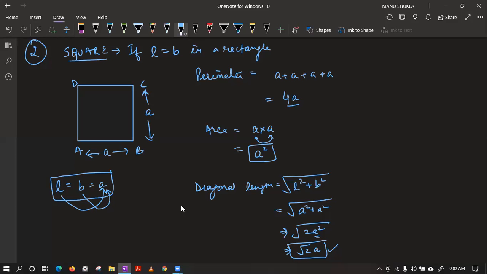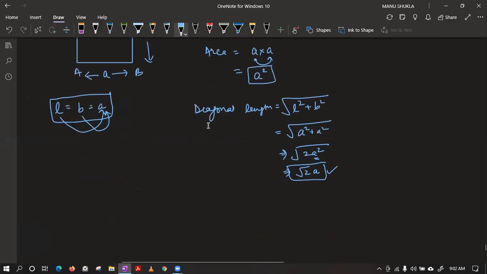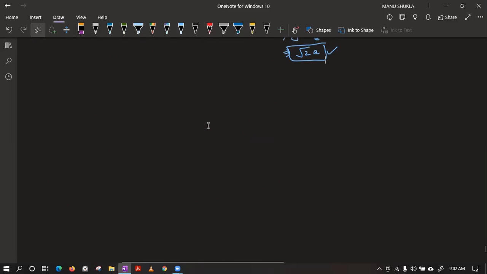Now, let's see the other properties also, I will explain for you after this. Okay, now square is done. The third one is, as per the book, the third one is, okay, we can take a parallelogram, fine. Parallelogram.